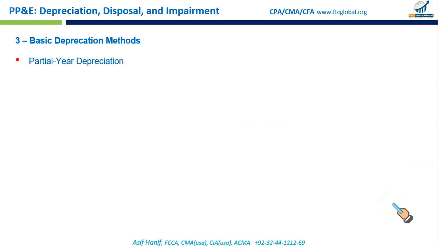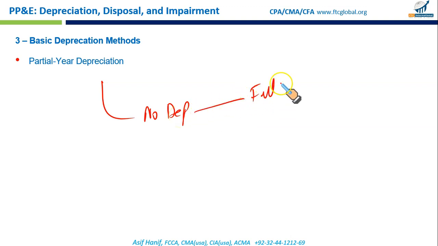Other than half-year convention, companies may have some alternative policies, like maybe no depreciation in the year of purchase, full depreciation in the year of sale, or full depreciation in the year of purchase and no depreciation in the year of sale. So you need to be careful while you're reading the question which policy the company uses for depreciation.